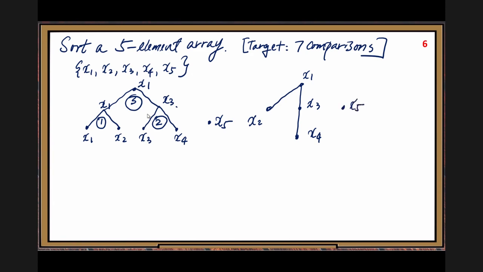Now x5 is here. We don't know where x5 is. So we need to do a comparison. For our comparison number 4, we need to use x5 to compare with one of the other 4 elements. Which one do you think you should compare with? Which one, based on your experience, is the best to do the comparison?